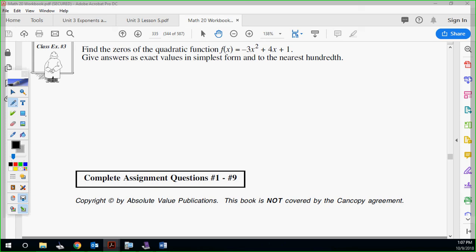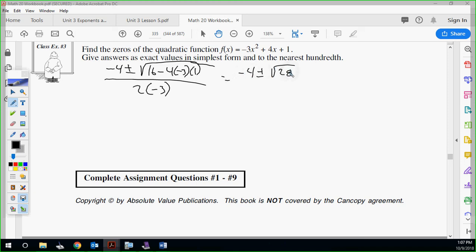Can't factor it, so negative b, negative 4, plus or minus b squared, 16, minus 4 times negative 3 times 1, all over 2 times negative 3. It's all right. I've done this a few times. Next, it's got to simplify into the radical first. I do see the negative there. It's going to be 16 plus 12 in there, so that's 28. And I'm going to be over a negative 6. The 28's 4 and 7.